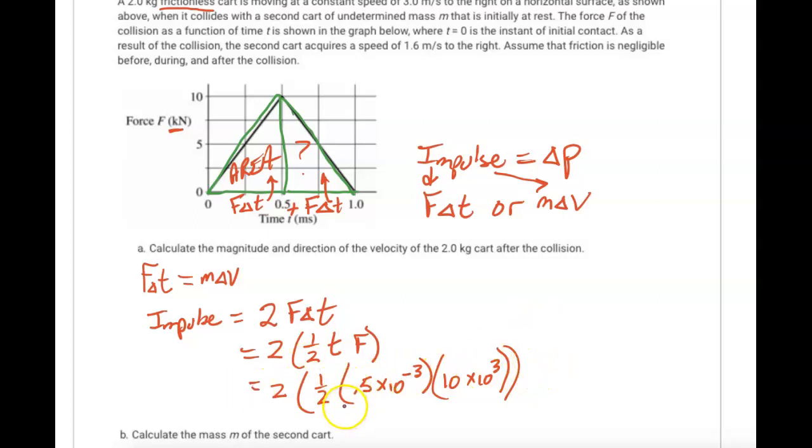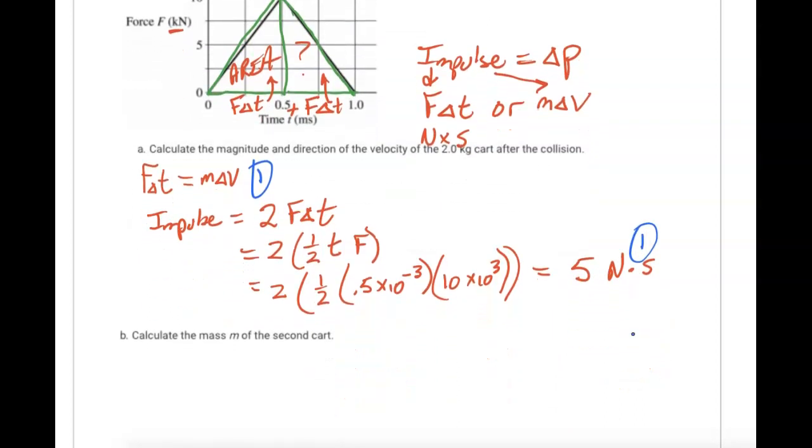All right, so now that we have all of this stuff, we need to do our math, and we find out that we do get 5 newtons times a second. So why is the unit a newton times a second? Because remember, it is force, which is a newton, times time, which is a second. So how much credit do you get for this? You actually get 2 points for doing this. You get 1 for showing that impulse is equal to the change in momentum, and then you get 1 point for solving for that 5 newtons times a second.